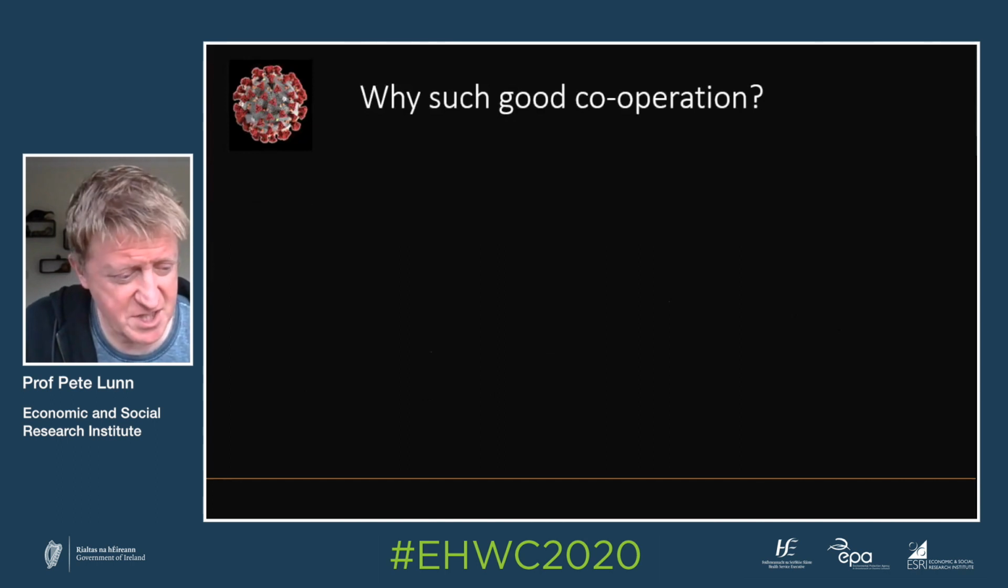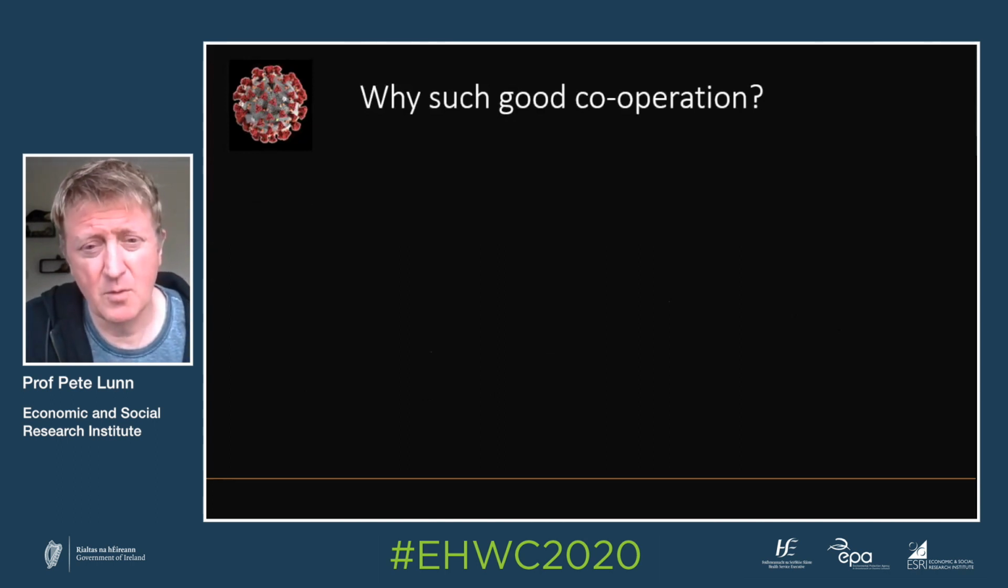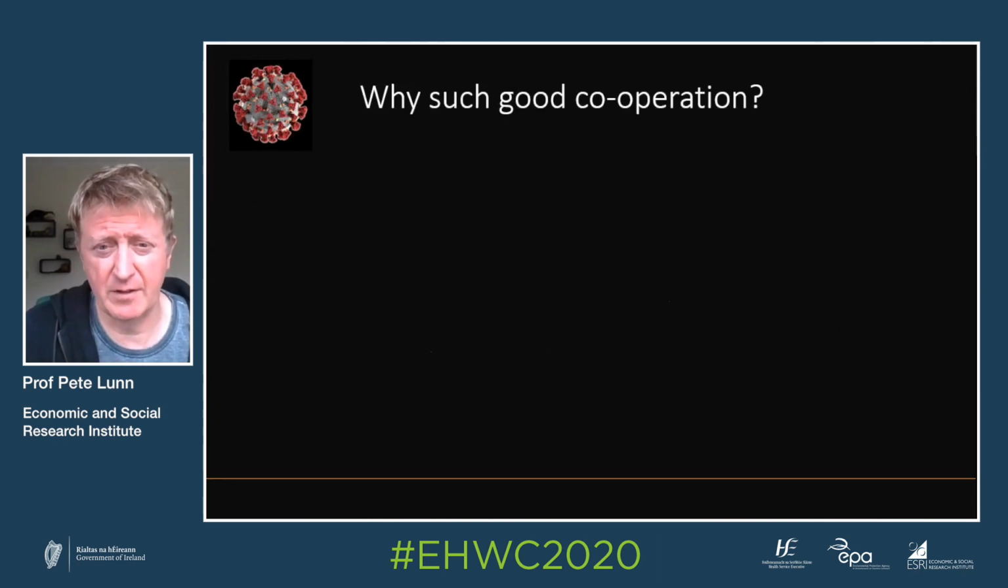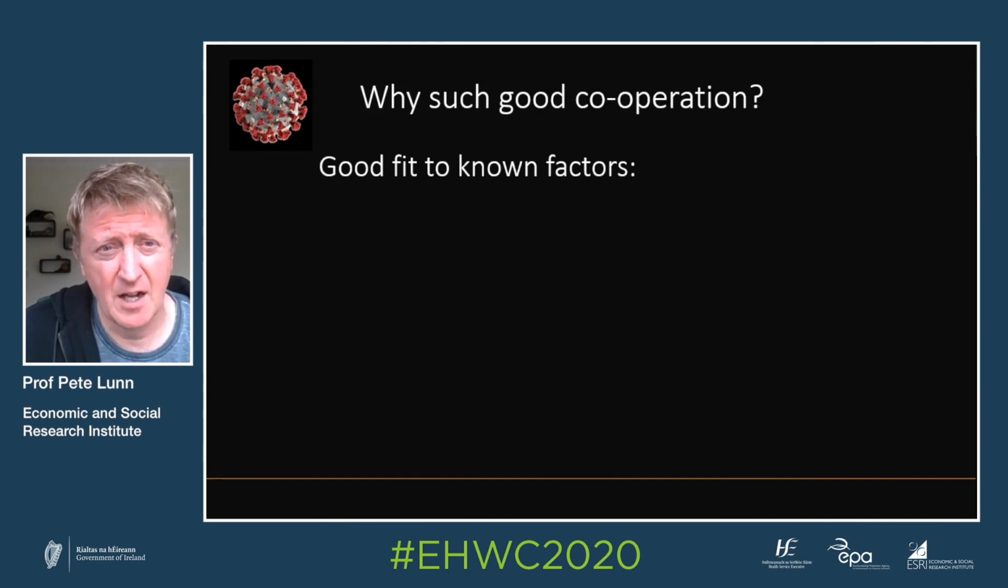So one of the questions we might ask is, why has cooperation been so good on COVID? And there are some good answers to that. Behavioral scientists have studied these kinds of collective action problems for about 30, 40 years. It's pretty well understood when cooperation is more likely and when it's more likely to break down. When do people make the sacrifices and when do they not? And there is a good fit, in fact, to the known factors here.